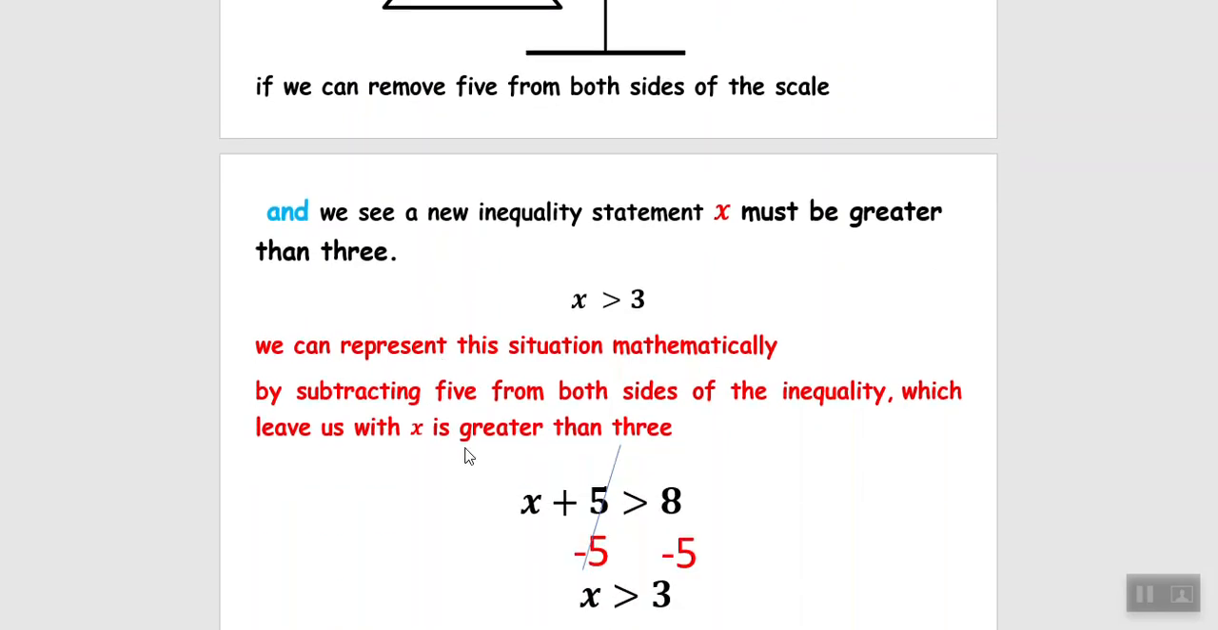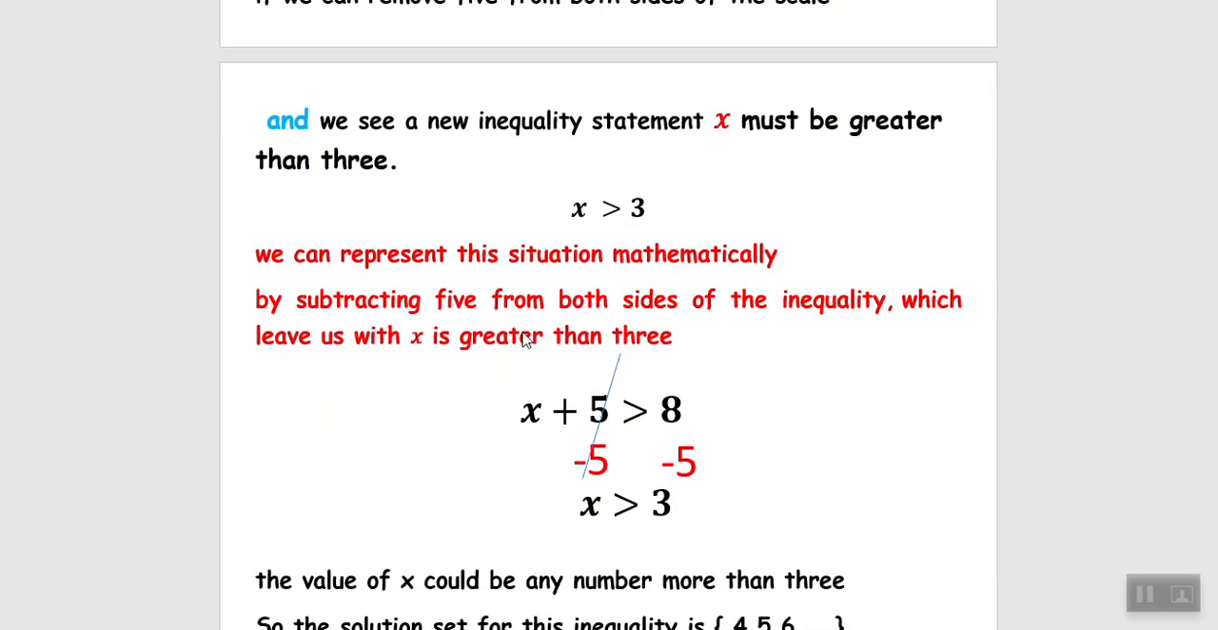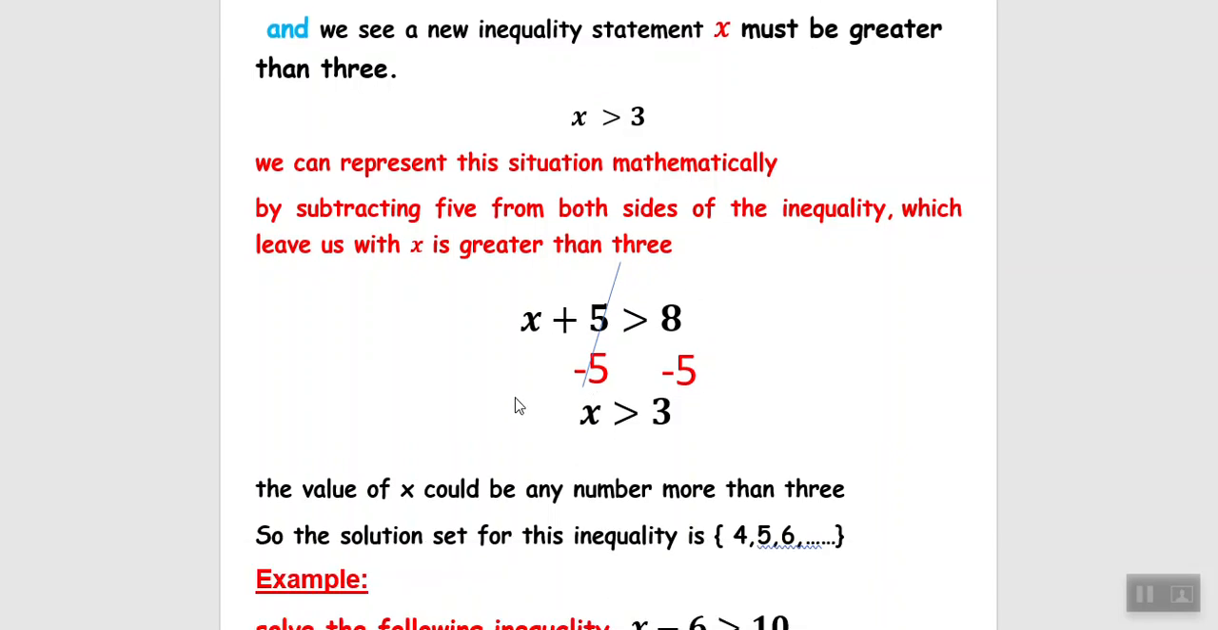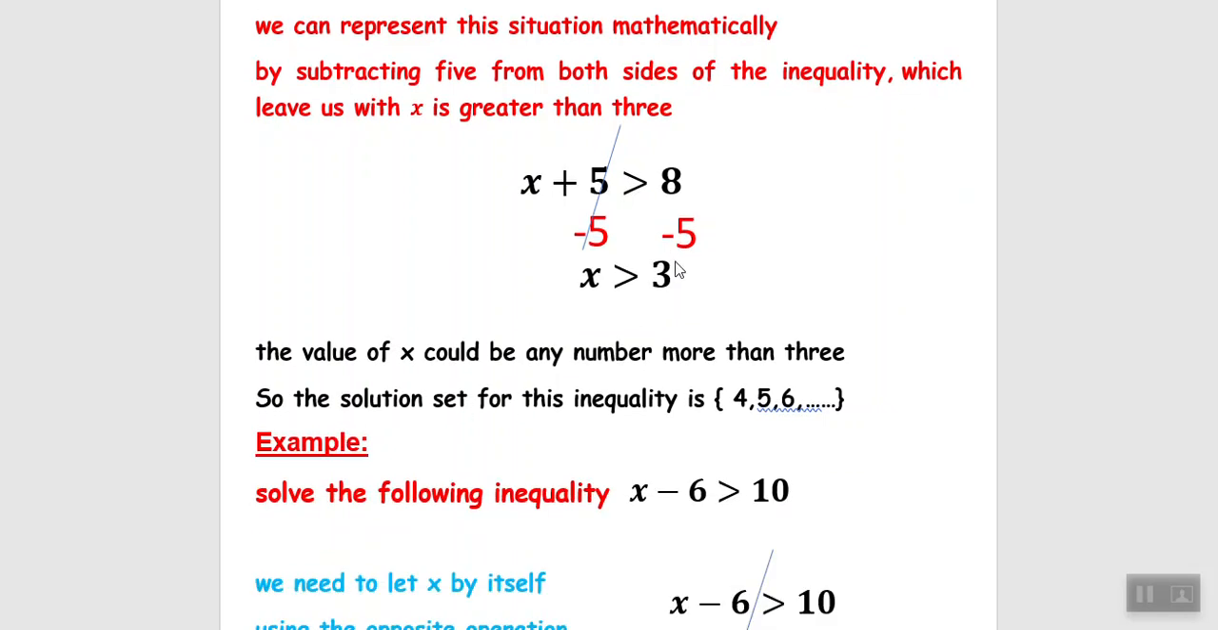We can represent this situation mathematically by subtracting 5 from both sides of the inequality, which leaves us with x is greater than 3. X plus 5 on the left side, more than 8 on the right side. Subtracting 5 from here, and 5 from here, we get on the left side x more than 3. The value of x could be any number more than 3. So we say that the solution set for this inequality is the set 4, 5, 6, and so on. Any number more than 3.